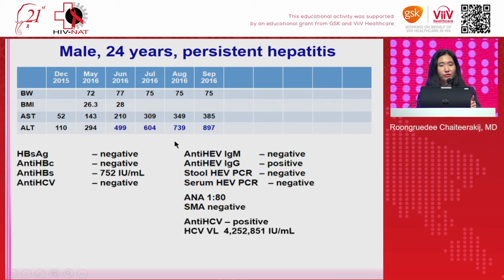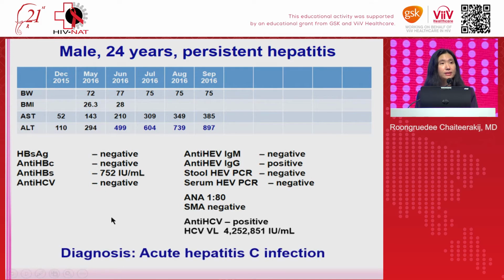So the lesson learned from this case is that sometimes, when at the beginning we saw hepatitis and the anti-HCV was negative, it could be acute hepatitis C infection, especially in patients with HIV. So if you think of acute hepatitis C infection and the anti-HCV is negative, you probably have to check the HCV viral load to confirm whether the patient has a hepatitis C infection.